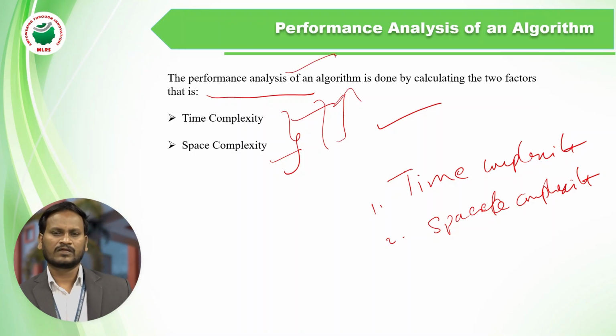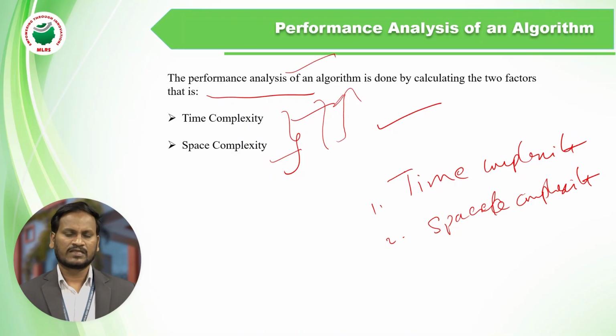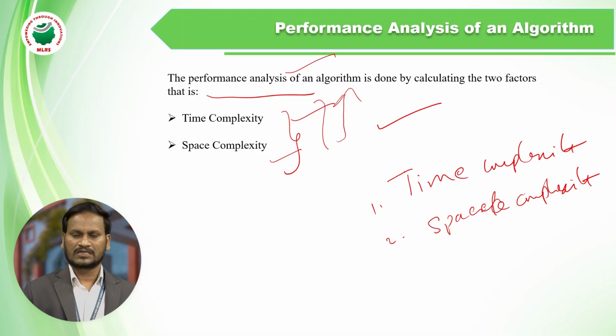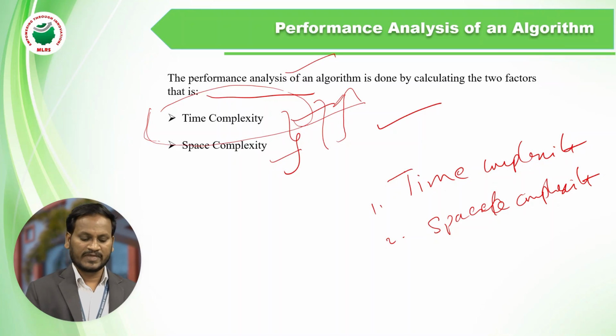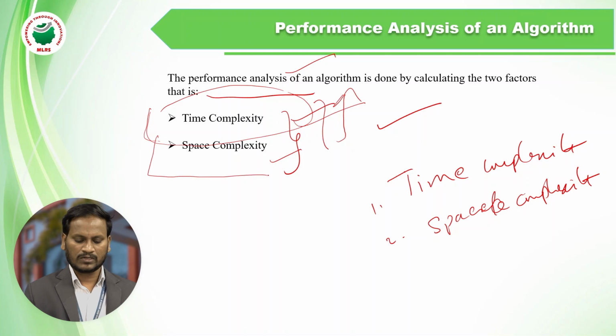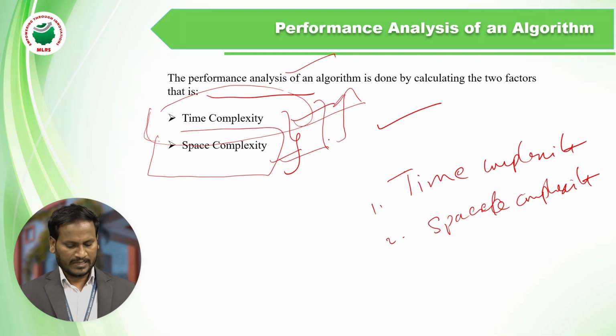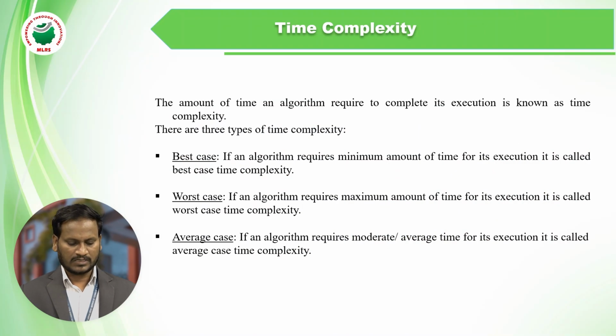Time complexity. Previously we saw the example of addition of two numbers. To add those two numbers, we need some amount of time. To process that algorithm, we need some amount of time. That time is called time complexity. And the variables we have to store somewhere, so space is required. That space is called space complexity. Simple way.